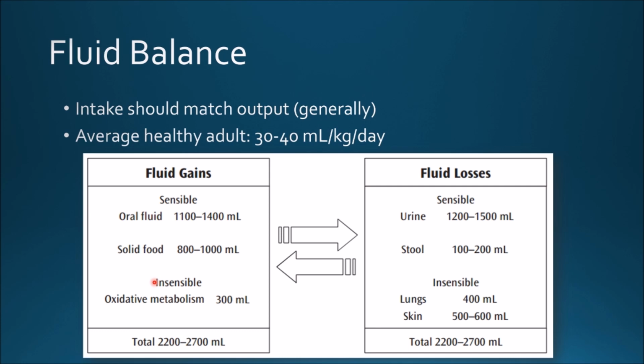Remember, the products of oxidative metabolism are water and CO2 generally, and you're going to find that it produces maybe about 300 ml, so clinically not super important for a general adult patient. But oral fluid intake and solid food are the main sensible intakes of fluid for most patients. Most average healthy adult patients need roughly 30 to 40 mLs per kilo per day. Again, this can range widely depending on disease states and clinical settings, but in general, all of you probably need roughly 30 to 40 mLs per kilo per day, okay?